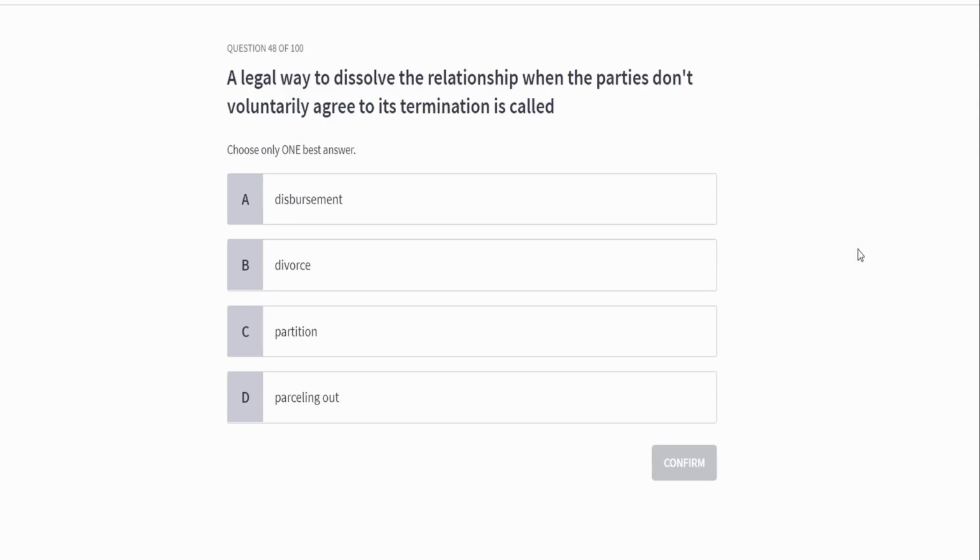All right, 48. A legal way to dissolve the relationship when the parties don't voluntarily agree to its termination is called what? It gives us four options: disbursement, divorce, partition, or parceling out. So A, disbursement, B, divorce, C, partition, or D, parceling out. So come up with your answer on that one. Here's some time for you guys.